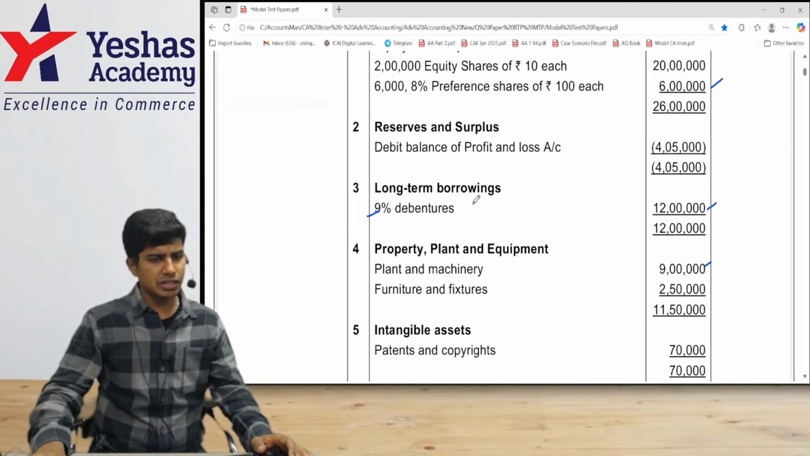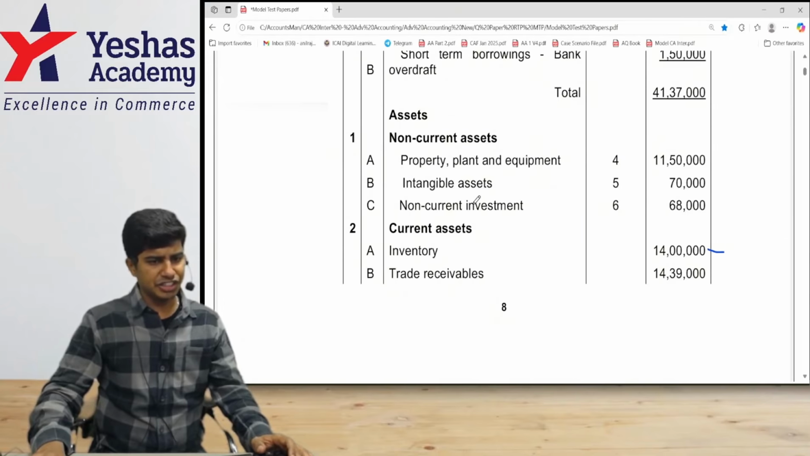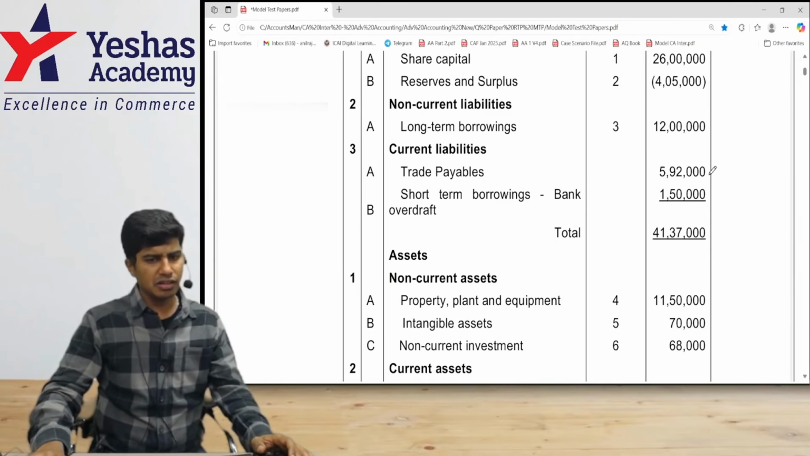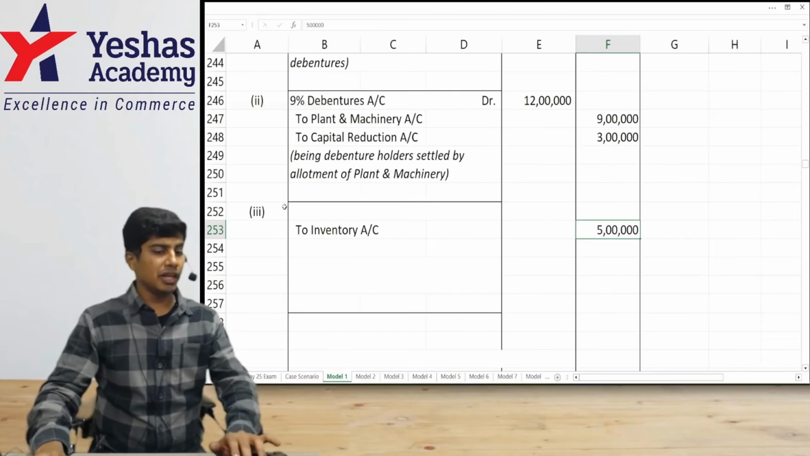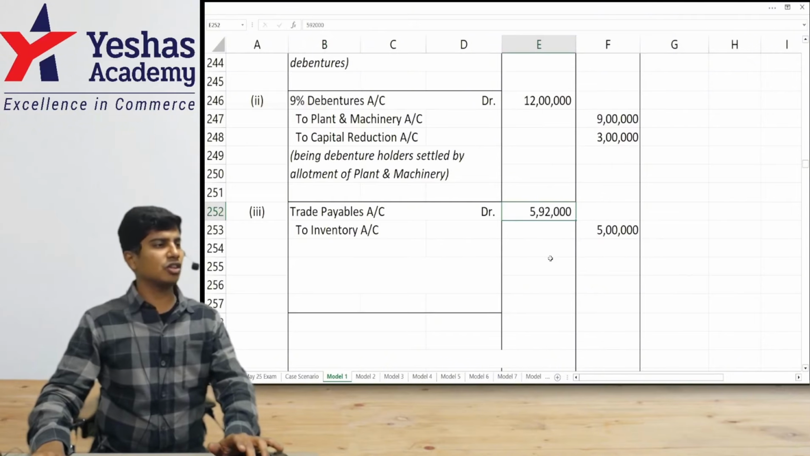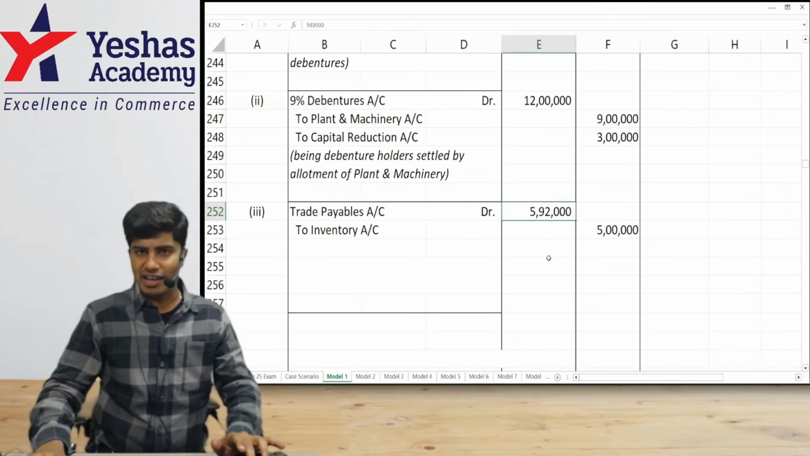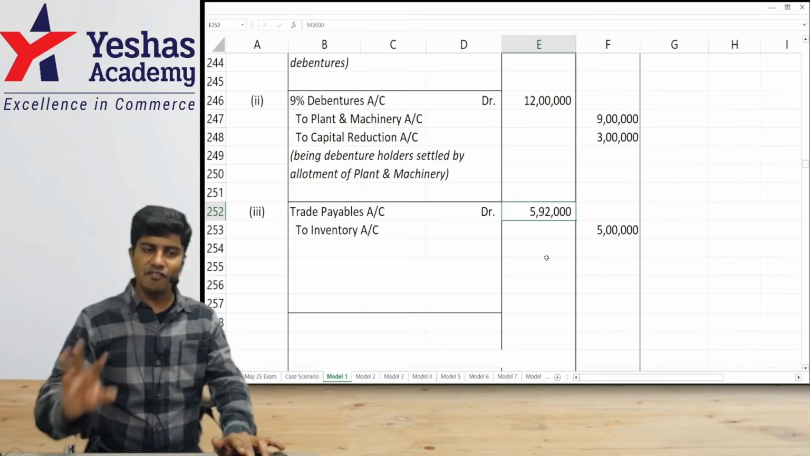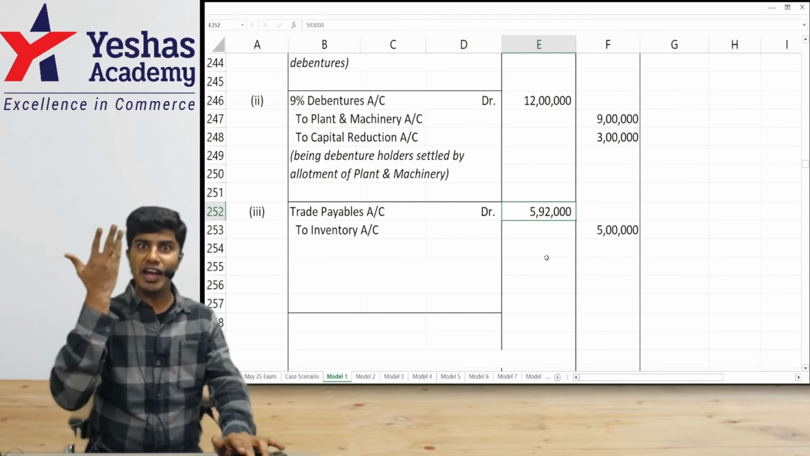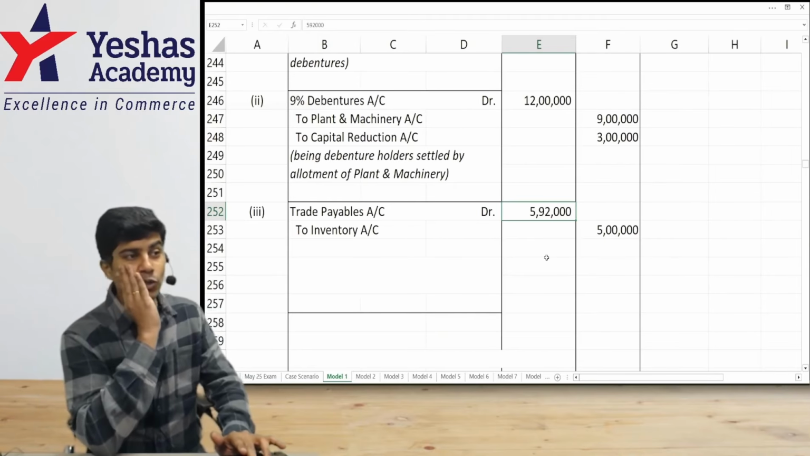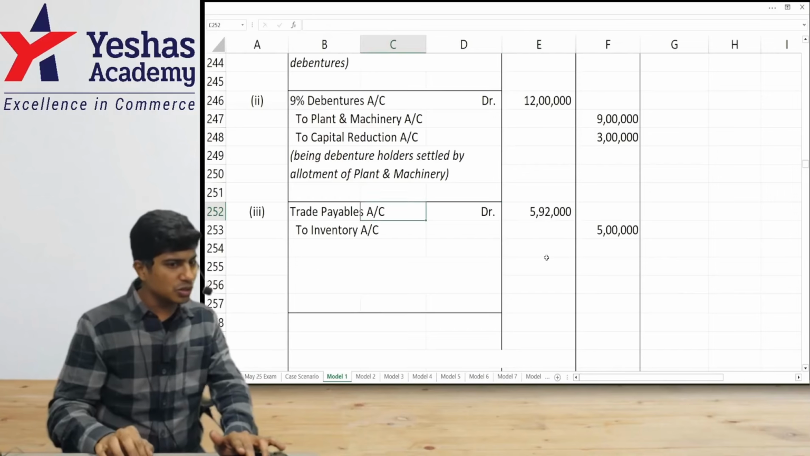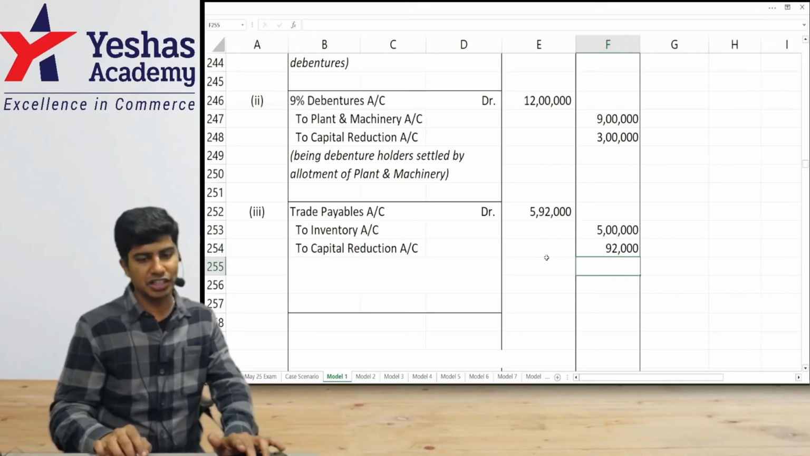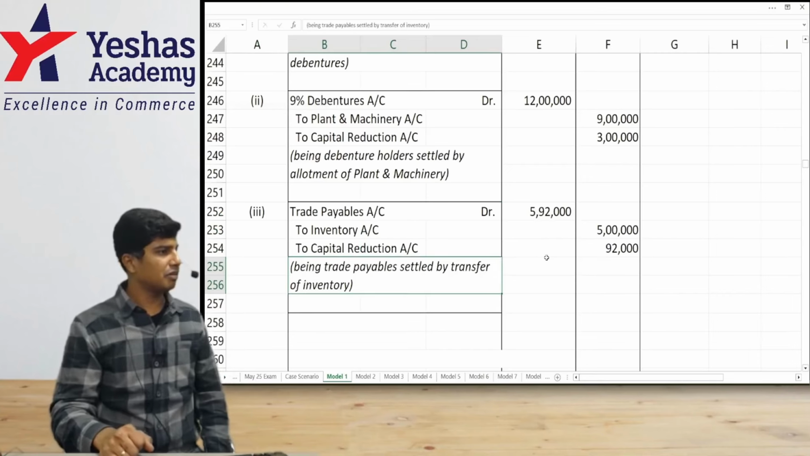How much is trade payables? Balance sheet, liability side, trade payables 5 lakh 92,000. Oh, full settlement. Meaning 5 lakh 92,000 worth of trade payables were supposed to be paid by 5 lakh 92,000 worth of cash. I gave 5 lakh worth of inventory and settled 5 lakh 92,000 worth of liability. So 92,000 without giving a rupee cash I have settled. That 92,000 will become capital reduction account. It's like profit. Everyone understood?